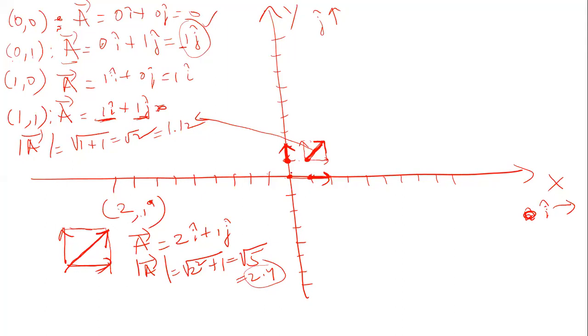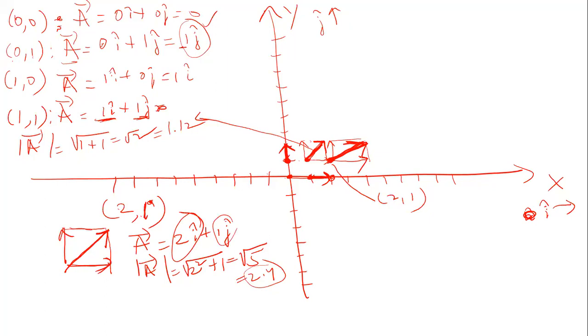X value is 2, Y value is 1. So 2, 1 is the point, the space coordinate is this. This is your (2, 1). Out here, what you have is 2i vector, and what do you have? 1j vector. So what is the resultant at this point? The resultant vector at this point here is something like this.